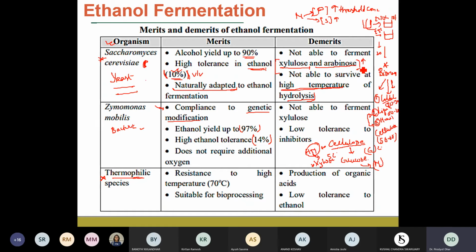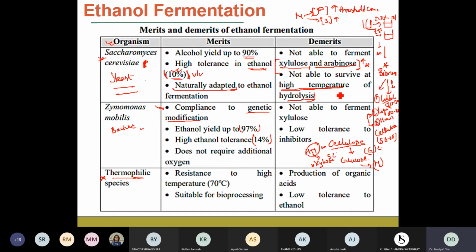Okay, so if this particular yeast is not able to utilize this xylose and arabinose for the production of ethanol, then we are actually losing quite a good amount, about 40%, of our initial substrate for the conversion to ethanol. So that is a major disadvantage, or demerit, of this particular process.